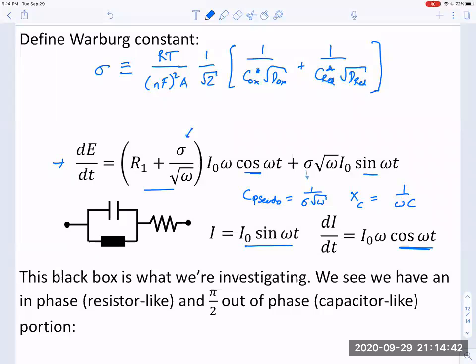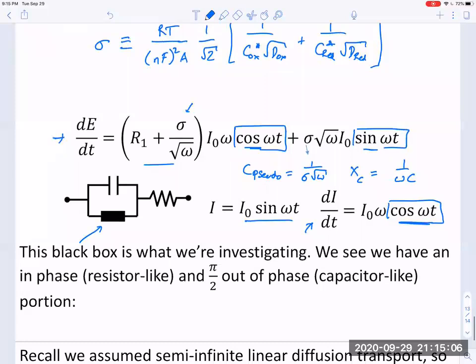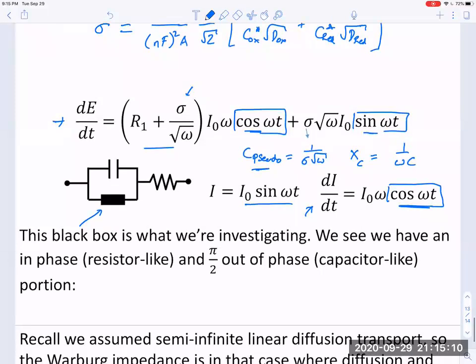When we're thinking about this particular black box, whatever is in there undergoing the reaction, the diffusion component, the resistance component, we can see that if we're thinking about the current, we have an in phase portion, which is cosine omega t. And then we have a pi over 2 out of phase portion, which would be the sine portion here. So it'd be capacitor-like, a pseudo capacitor portion of this.